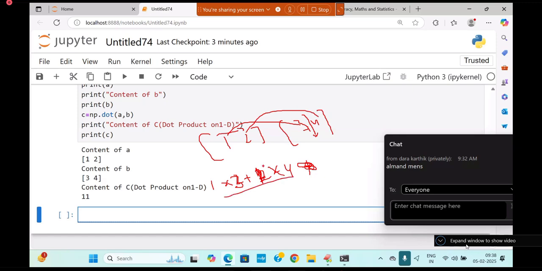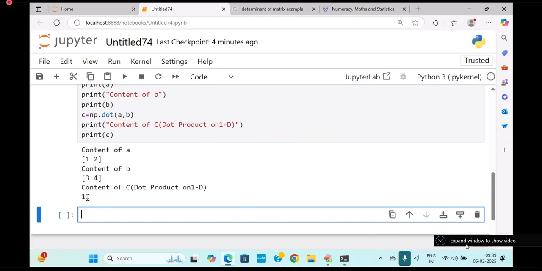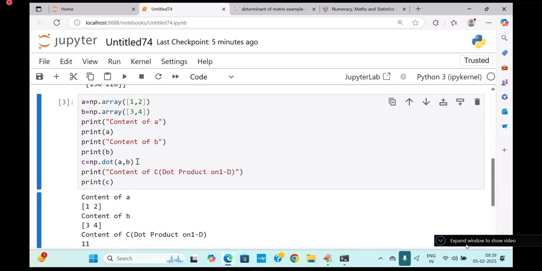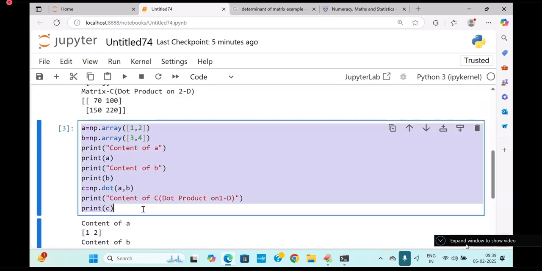That is the dot product on 1D, which is going to be called what? 11. Where is the 11 coming from? Dot product: 1 into 3 and 2 into 4. That is known as dot product. Are you following me? Next, one more example.